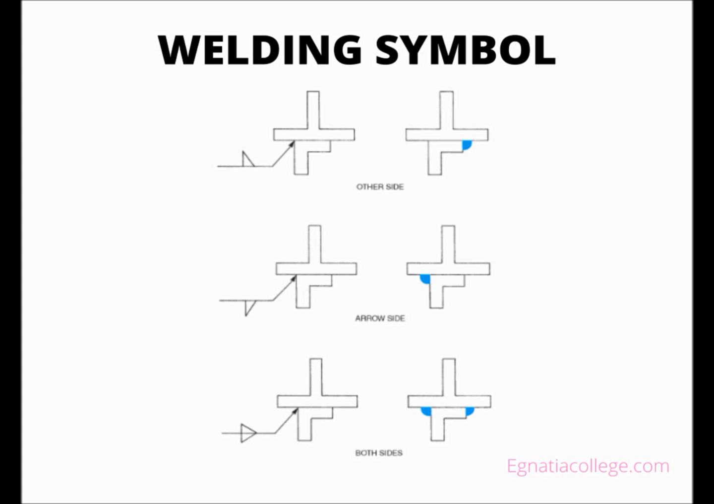The upper side of the reference line is called the other side. Information above the reference line applies to the side of the assembly away from the arrow. The tail of the arrow is used to specify welding processes, electrode materials, and any other specifications that cannot be shown elsewhere on the welding symbol.